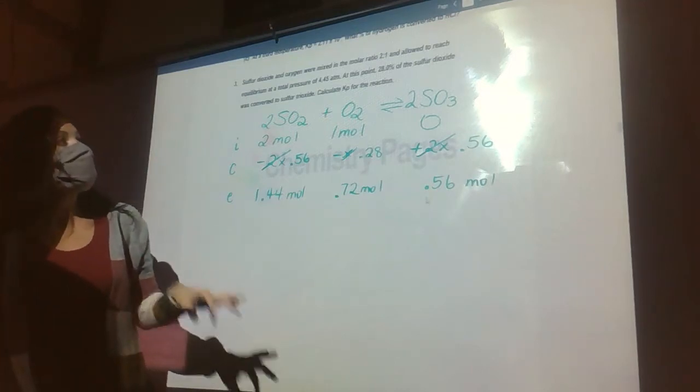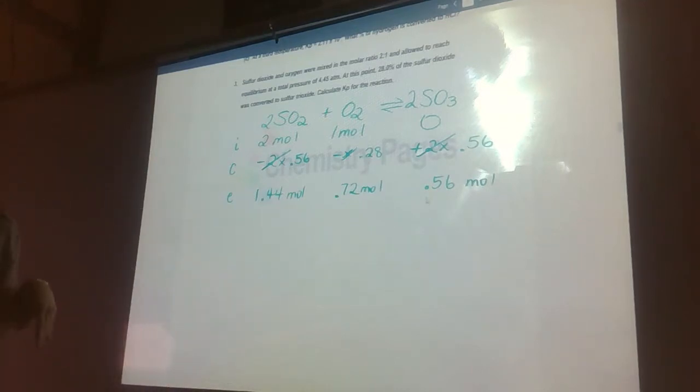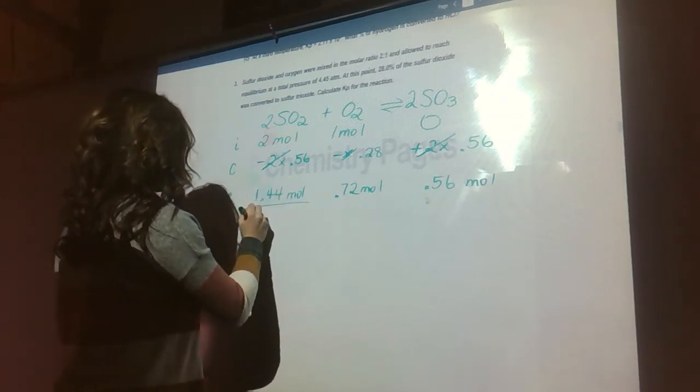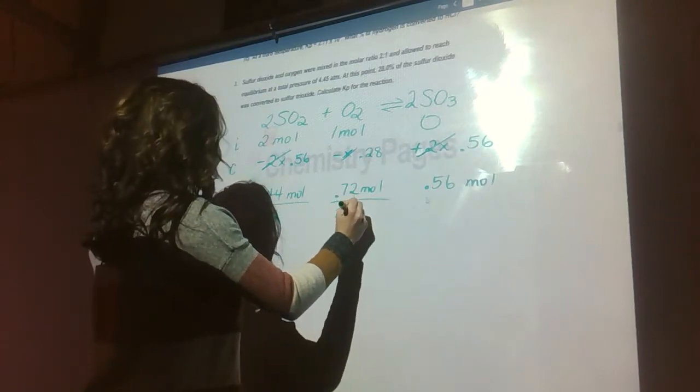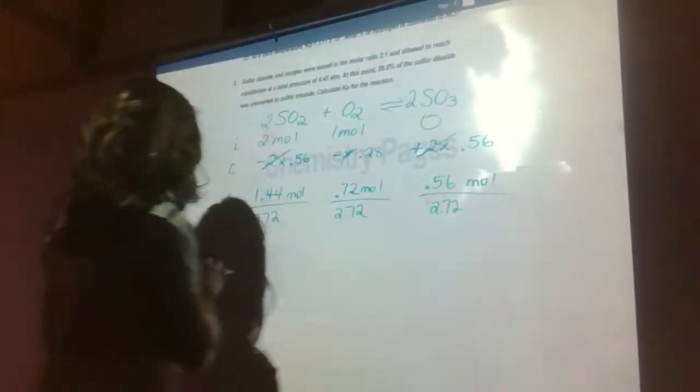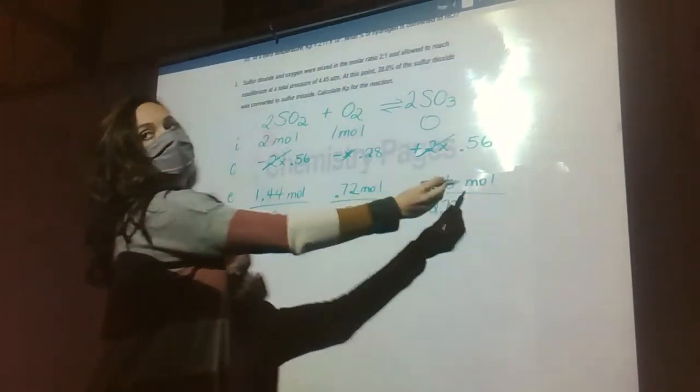Okay, so those are mole values, but I'm trying to find Kp, so I need partial pressure values. And I have total pressure, but I need to find partial pressure by doing mole fractions. So to find mole fractions, I add up my total number of moles, which is 2.72, and I divide all of these by that. Wait, how is it 2.72? Those three, the total number of moles combined.